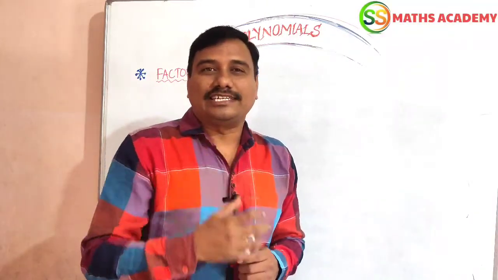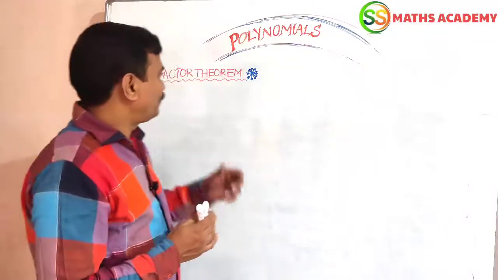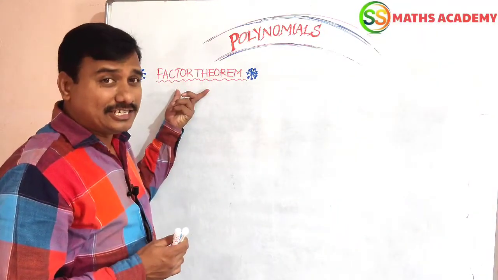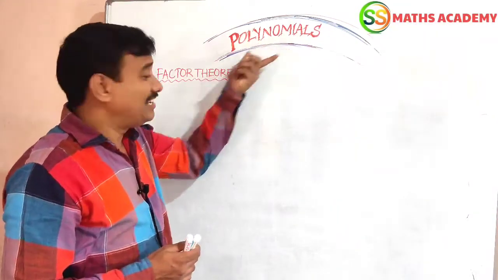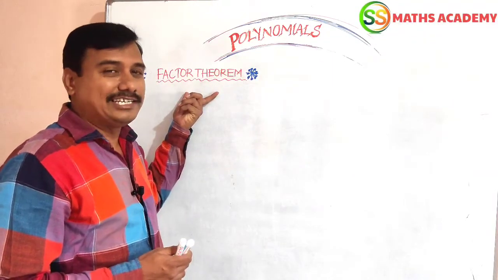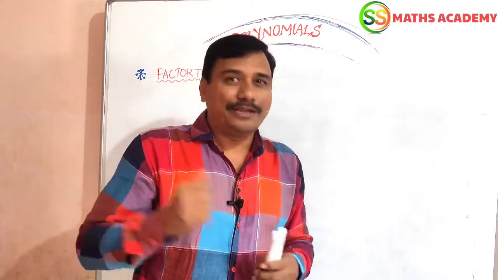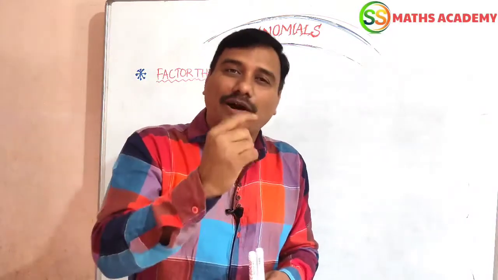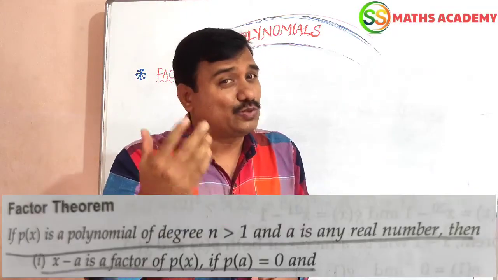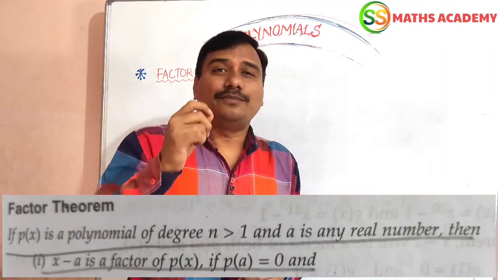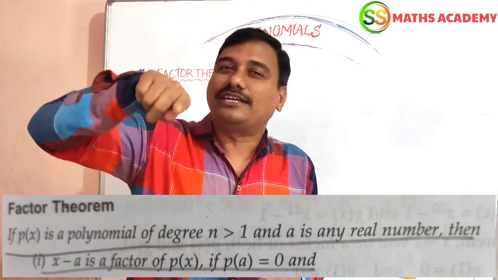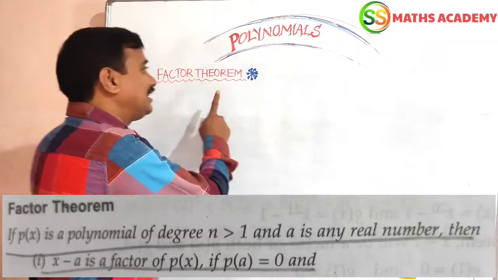Today we are going to discuss the factor theorem, a continuation of polynomials. It is such a beautiful topic. Let P(x) be any polynomial and a be any real number, where the polynomial has degree greater than or equal to 1. Then in the factor theorem, we should compulsorily get the remainder as 0.